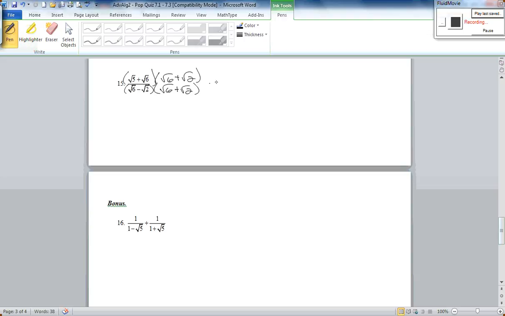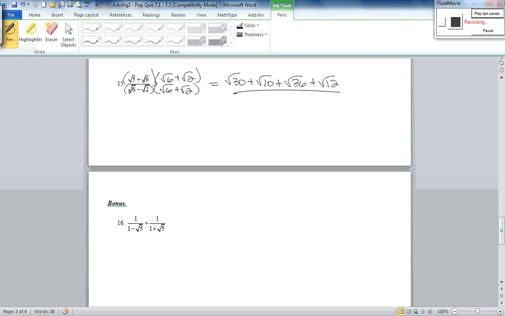Now we do have to FOIL because we have a binomial times a binomial. Let's start with the numerator. Radical 5 times radical 6 is radical 30. Outside, radical 5 times radical 2 is radical 10. Inside, we have radical 36, which is just going to be 6. And outside, we have radical 12, which we're going to need to simplify.